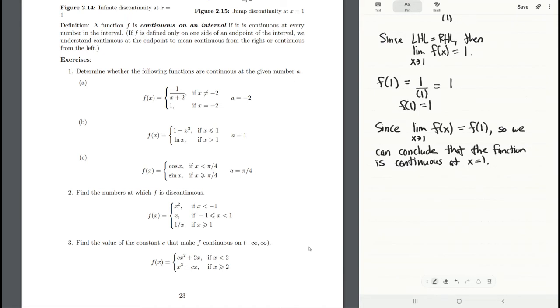For the third example, we are looking for the value of the constant c that will make f continuous on the real numbers. Here our function is defined as cx squared plus 2x if x is less than 2, and x cubed minus cx if x is greater than or equal to 2. This function is defined except possibly when the domain changes. We see that the domain changes when x is equal to 2. So we want to look at the definition of continuity when x equals 2.